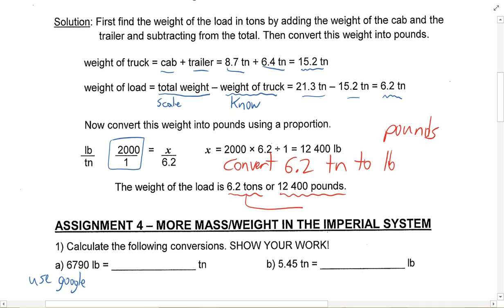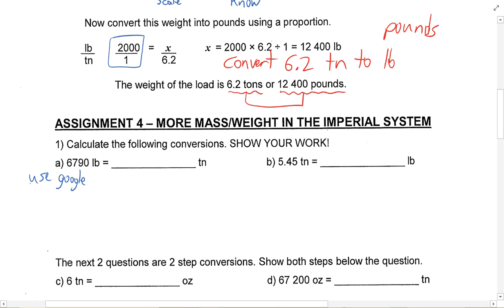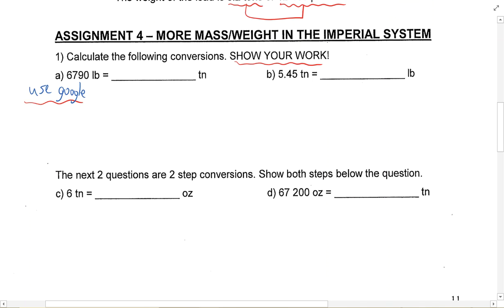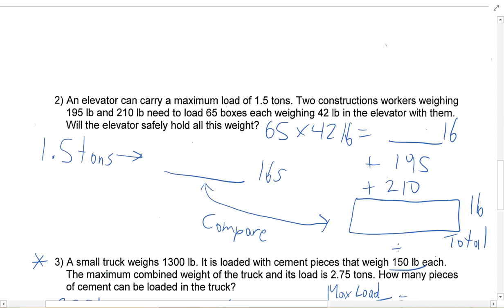You need to know both because you don't want the truck to be overloaded. Sometimes it might come down to a couple hundred pounds. That's why you've got to be able to convert. So for the assignment, here are your conversions. Use Google to do your conversions, or show your work if you want, your choice. I think most of you are going to choose Google. The idea is to accurately be able to convert.